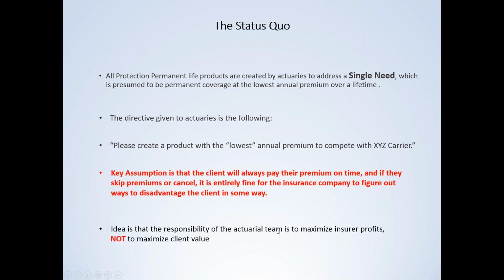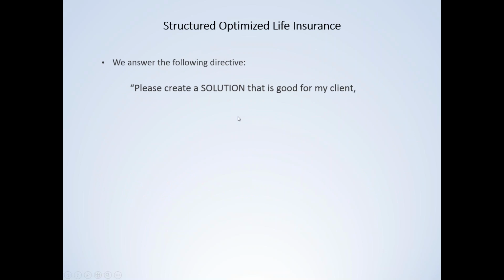So the idea here is that the responsibility of an actuarial team and a life insurance carrier is really, the allegiance is to the employer, which in that case is the insurer, not the client. So if we know that going in, what we're trying to do here is create maximum value for our clients. What structured optimized life insurance does is we're answering an entirely different question. What we're trying to do is answer the question, please create a solution that's good for my client, even if my client wants to modify the plan in the future.